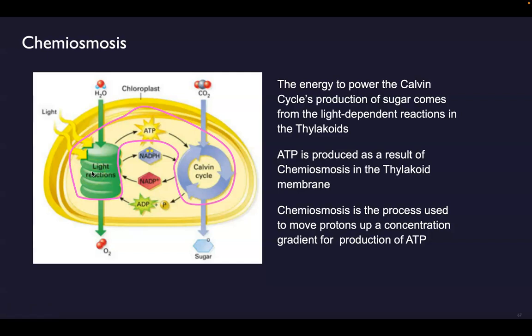And that is also a result of chemiosmosis. So chemiosmosis is the process used to move protons up a concentration gradient for production of ATP. Chemiosmosis produces ATP. And that is happening in the thylakoid membrane, so the membrane that surrounds the thylakoids that are stacked on top of each other.